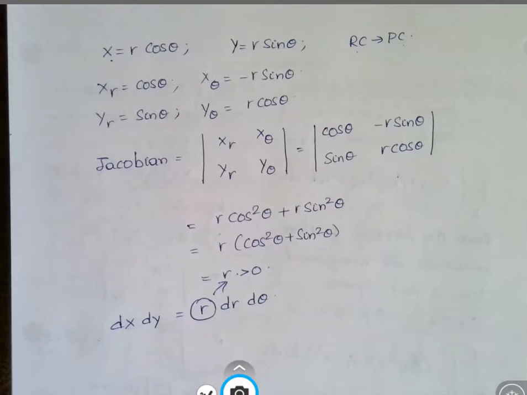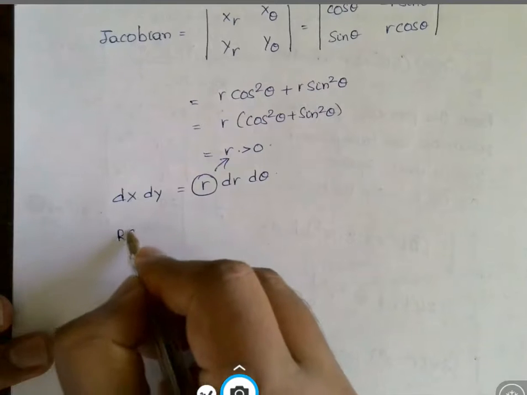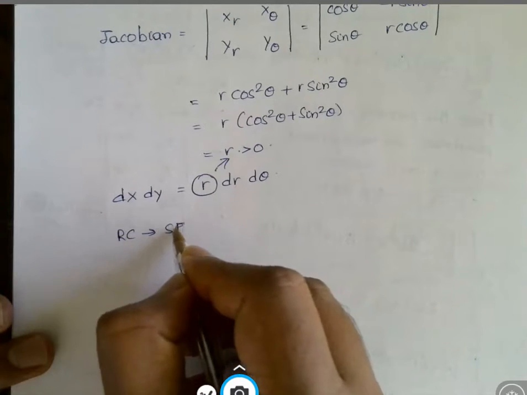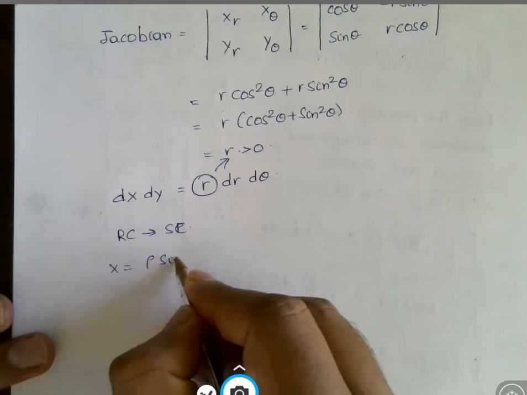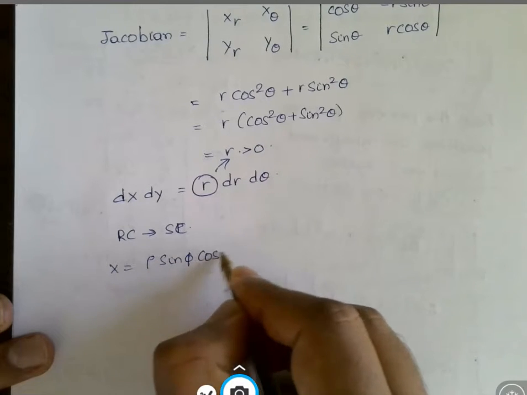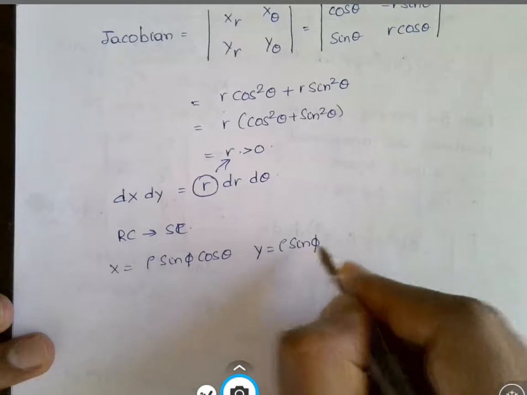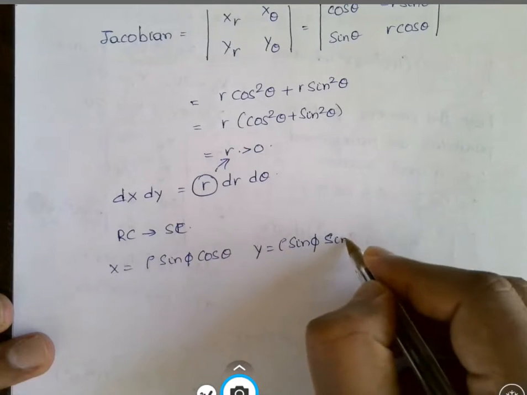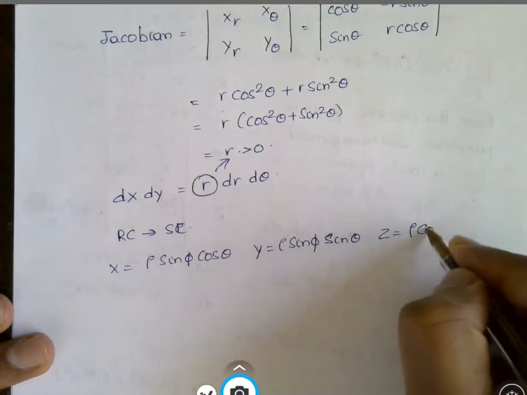We have been using it, but we never got a chance, and I kept saying that I will be showing you in future classes as well. So when you want to move from rectangular coordinates to spherical coordinates, x is going to be, I hope I'm right, rho sine phi cosine theta, y is going to be rho sine phi sine theta, z is going to be rho cosine phi.